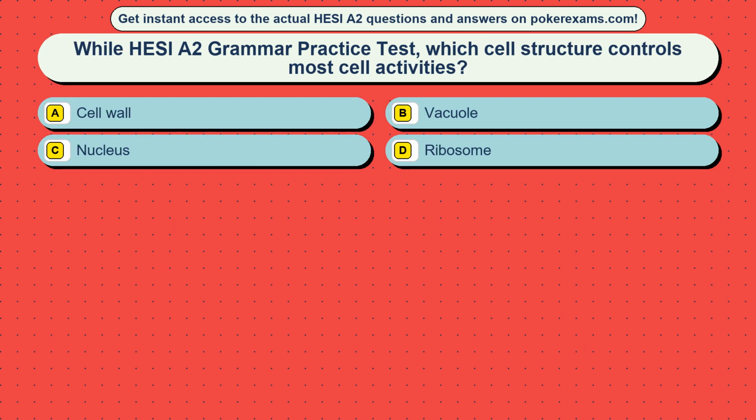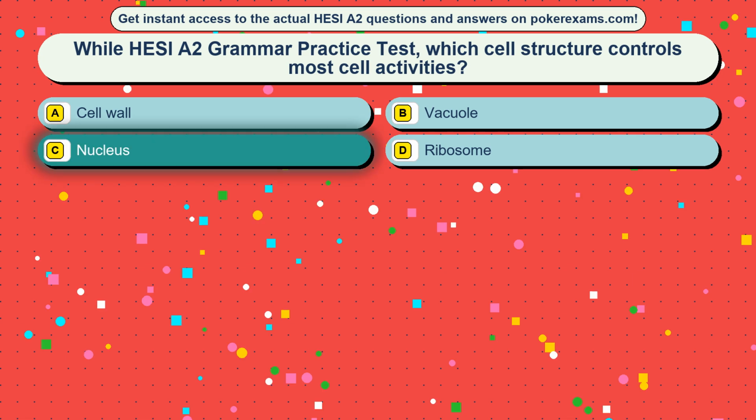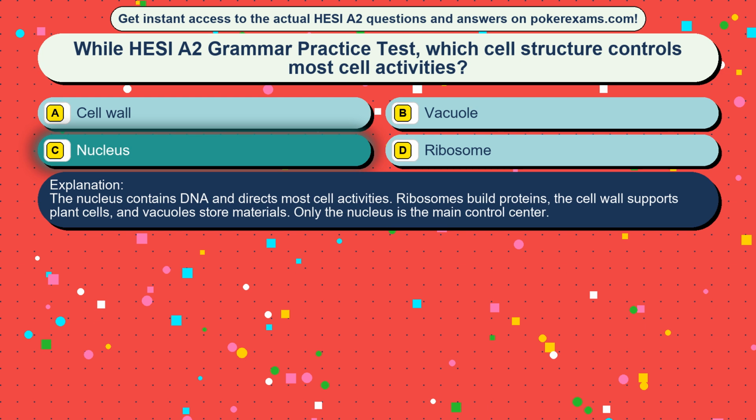Question 47. While HESI A2 Grammar Practice Test, which cell structure controls most cell activities? Option A, cell wall. Option B, vacuole. Option C, nucleus. Option D, ribosome. The correct answer is option C, nucleus. The nucleus contains DNA and directs most cell activities. Ribosomes build proteins, the cell wall supports plant cells, and vacuoles store materials. Only the nucleus is the main control center.